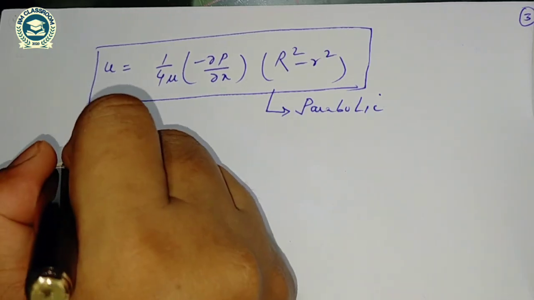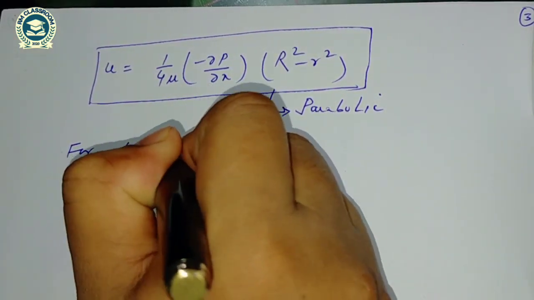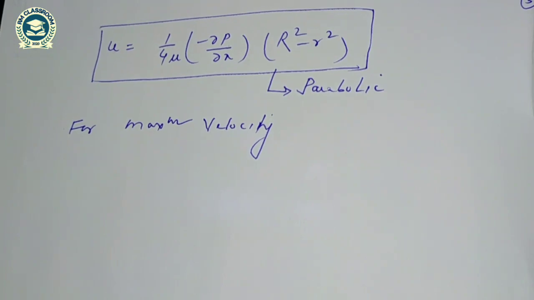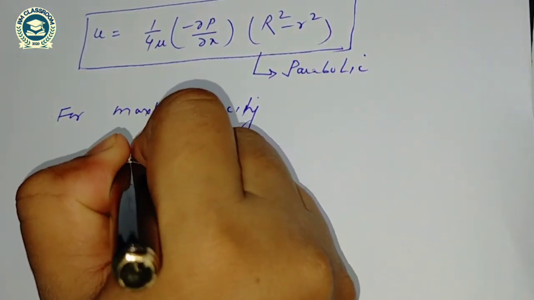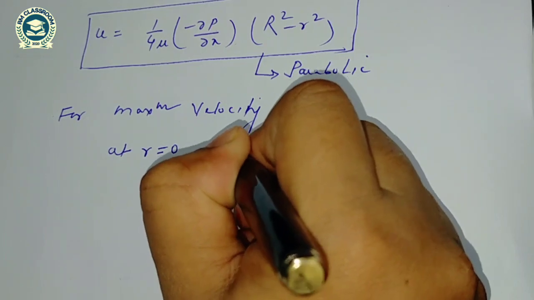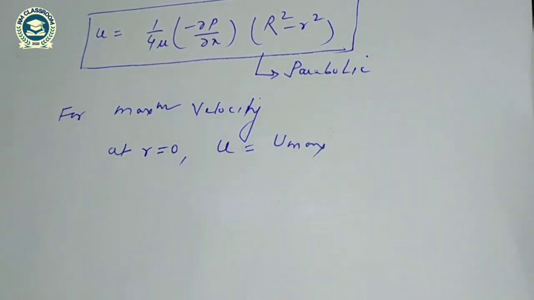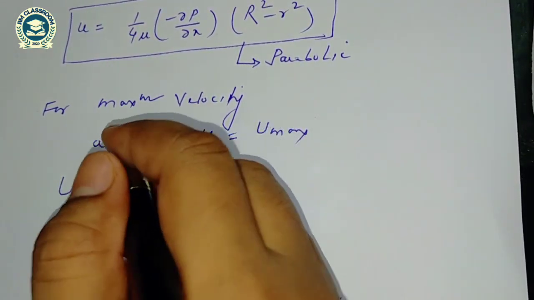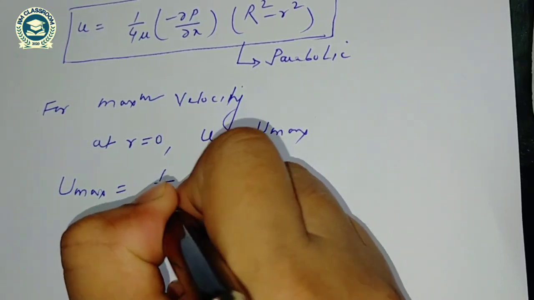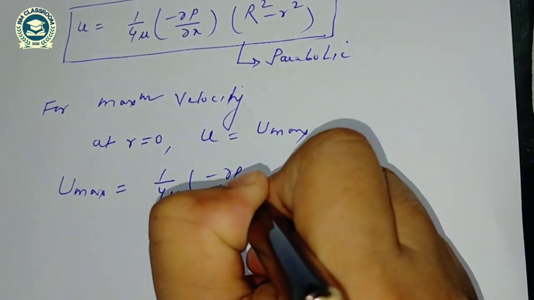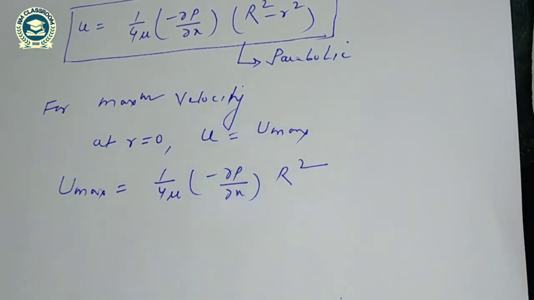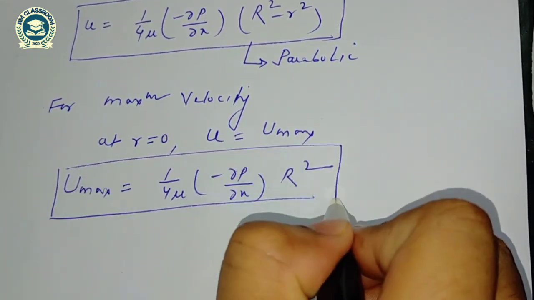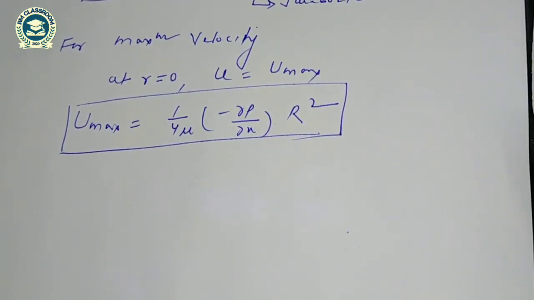For the computation of maximum velocity, at r is equal to 0, u is equal to u max. So the maximum velocity is equal to 1 by 4 mu minus del p by del x into R square. So this is our maximum velocity in case of pipe flow.